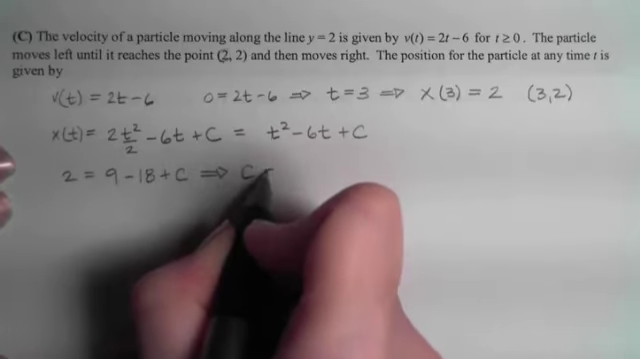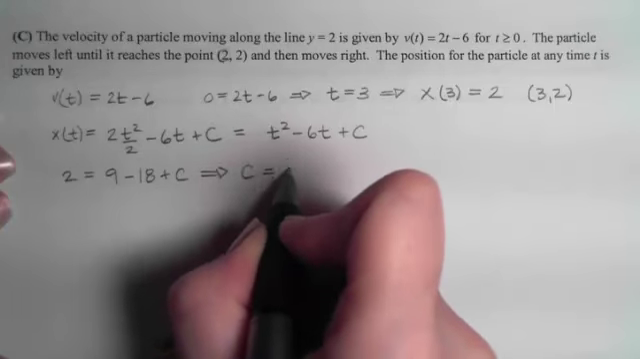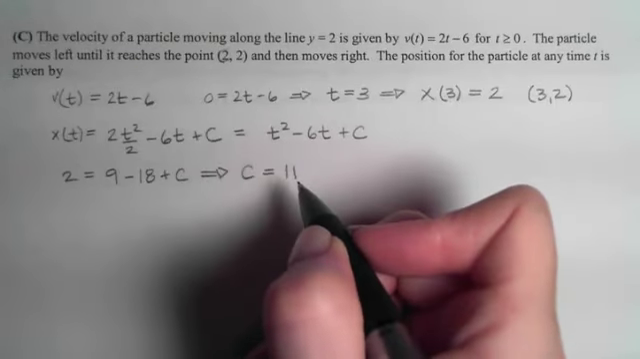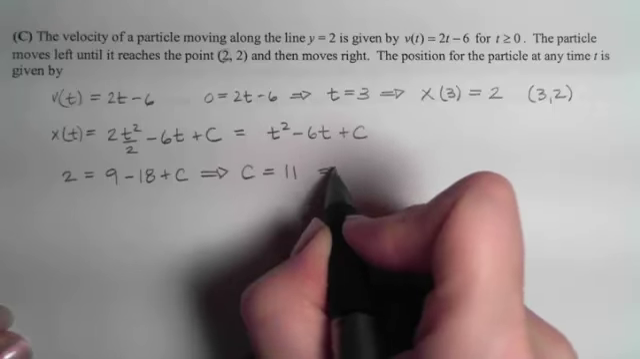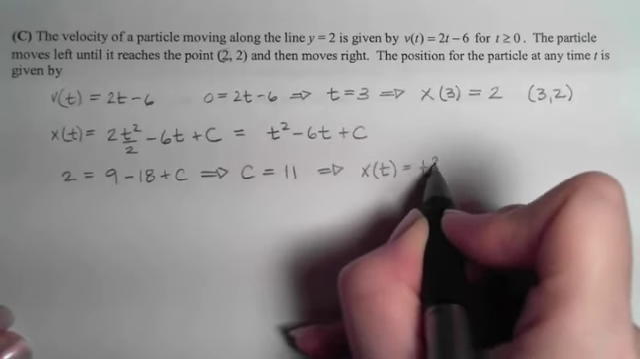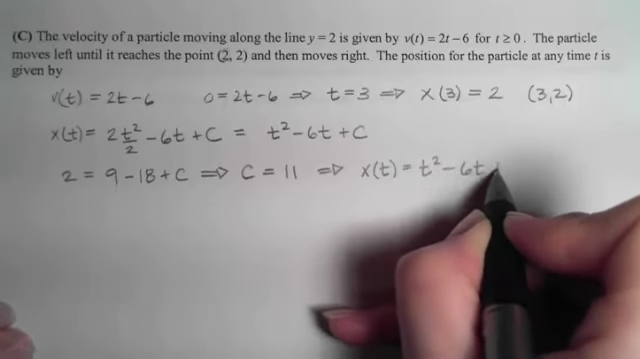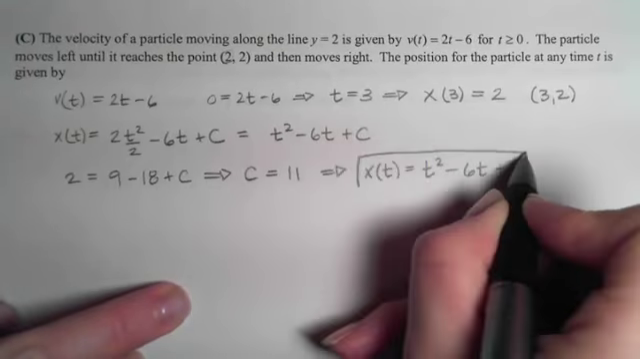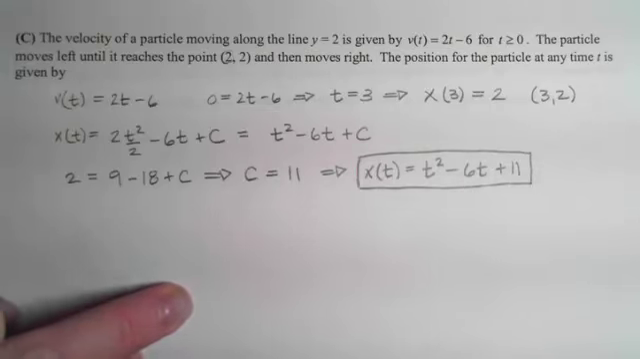Solving for c, I'll get c equals 11. And then I can write down my position curve by plugging in the c that I have just found. And we're done.